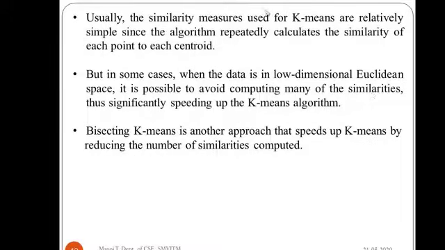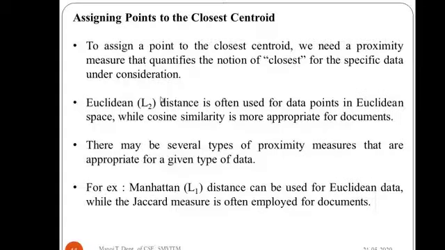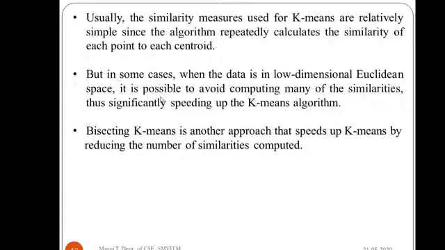Usually the similarity measures used for K-means are relatively simple, since the algorithm repeatedly calculates the similarity of each point to each centroid. But in some cases, when the data is in low dimensional Euclidean space, it is possible to avoid computing many of the similarities, because if we avoid the computation, it will speed up the K-means algorithm. There is another approach also, bisecting K-means, where we can reduce the number of similarities computed. So this is regarding assigning the points to the closest centroid.